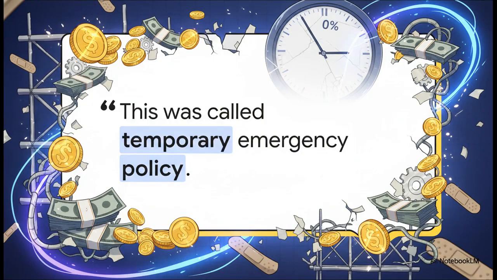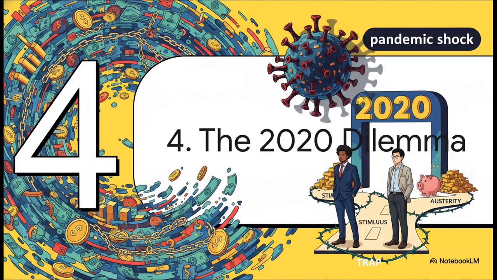And listen to the words they used back then. Temporary, emergency. That's the key. But here's the thing. For the better part of the next decade, 0% interest rates and QE just became the baseline. The emergency measures never really went away. They just became the new normal. And this new normal got put to the ultimate test in 2020. The shock from the pandemic just laid bare the mechanics of the trap for everyone to see. It revealed the truly impossible choice that policymakers were now facing.